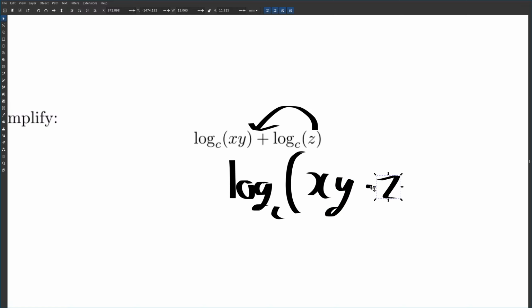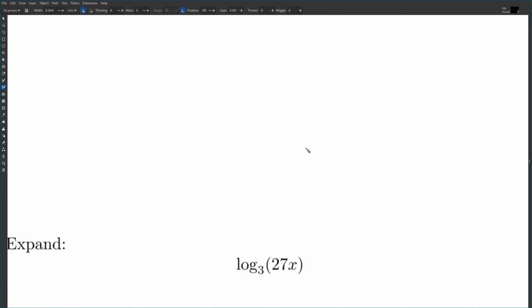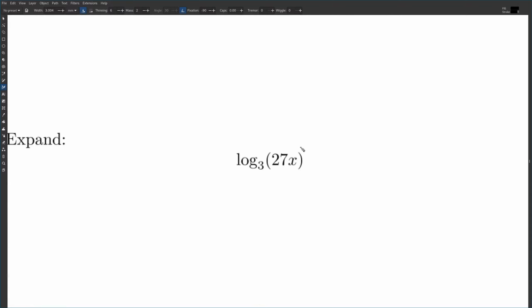And remember, if you have multiplication with variables, you can just remove this little dot. Okay, and we're done. It's just log base c of xyz. The next one, expand. Okay, so we're going to have log base 3 of 27x.